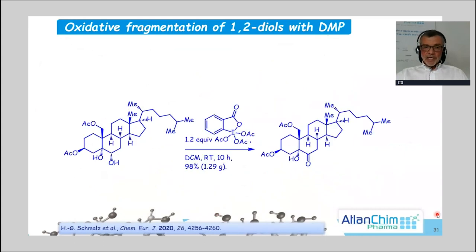In sharp contrast, in the synthesis of marine steroids, this diol intermediate here was oxidized with Dess-Martin's reagent using standard conditions to this hydroxy ketone in a 98% yield on gram scale.